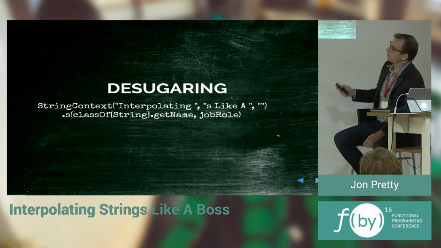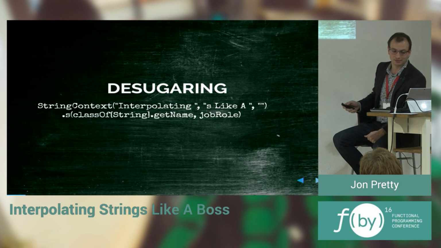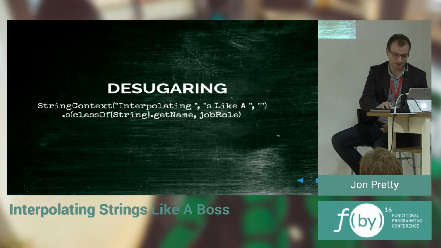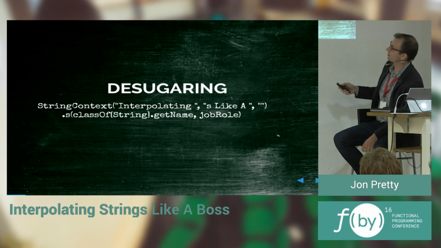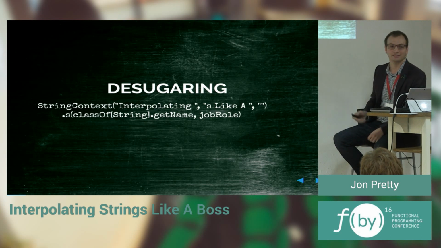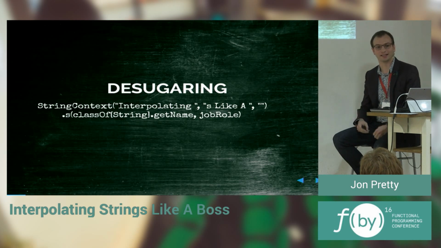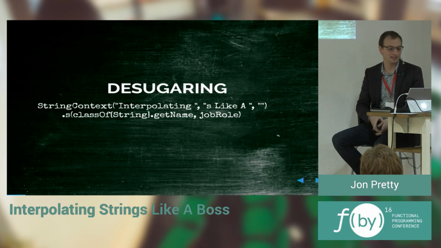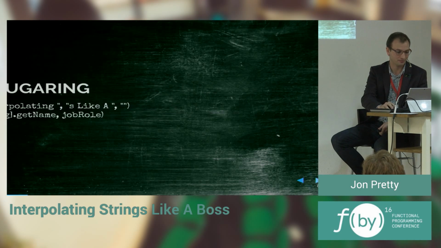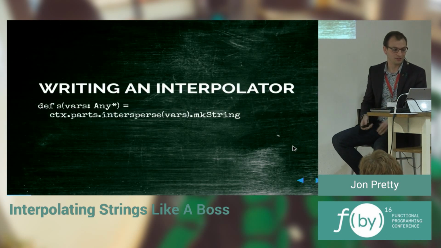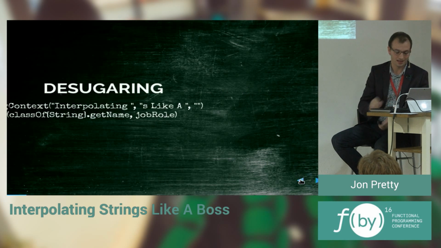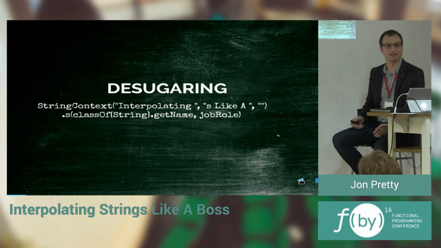So the reason this works is because the string context object here either has an S method or at least looks like it has an S method. What's actually happening is there's an implicit class. Who here is familiar with implicit classes? So about half. That's good.